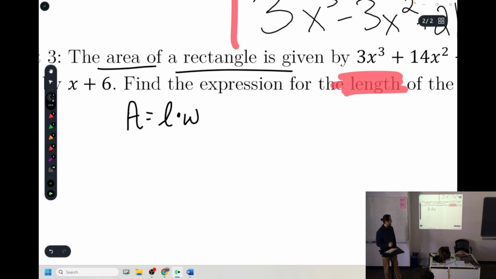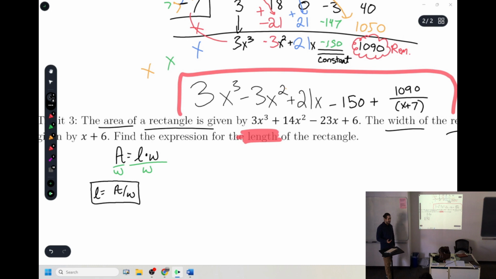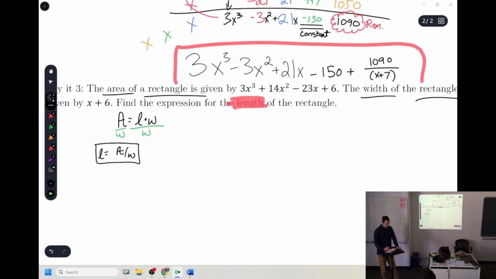So how do we get length by itself if we knew this formula? Divide by W. So length equals area over W. That feels like a synthetic division problem to me. You know what's going on the outside? The width.